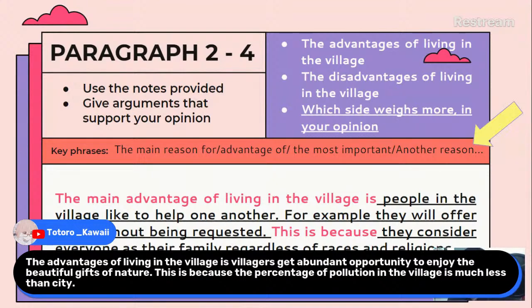Okay. Advantages of living in the village is villagers get abundant of opportunity to enjoy the beautiful gift of nature. Okay. Kita boleh tanya soalan what kind of gift? For example, the beautiful scenery, lack of pollution, and apa lagi? We can talk about the beautiful scenery, the gift of nature, we will talk about the goats, the cows, the buffaloes that we can see every day. Okay, in contrast with the hustle and bustle of the city. Okay, good.